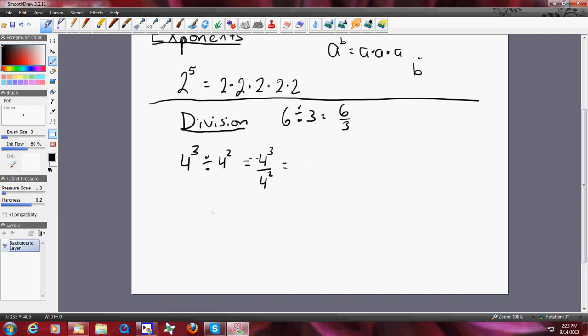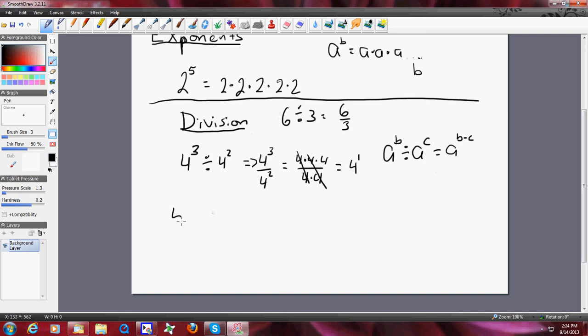Take a look what happens. I get 4 times 4 times 4 divided by 4 times 4. Well, I know that 4 goes into 4 once, 4 goes into 4 once, and I'm just left with 4. But I'm not going to write it as just 4. I'm going to write it as 4 to the first. Curious. So it says 3 and 2, and I end up with just 4 to the 1. So what I'm hoping you should realize is this: if you have two numbers with the same base, and you're dividing, and they have exponents, all you have to do is subtract the exponents.